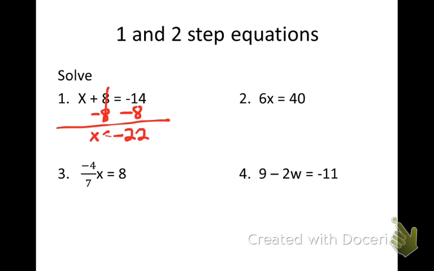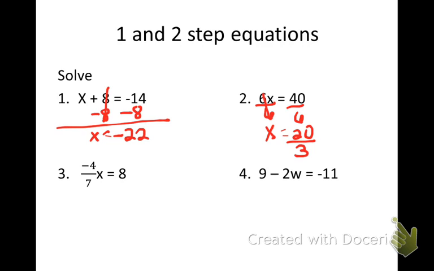Here, what's the opposite of multiply by 6? Divide by 6, and we want to show that on each side. Again, the 6's cancel if you want to show it. 6 will not go into 40 evenly, so we're going to leave 40/6, but it will reduce. What will go into both 40 and 6? 2 will, and you get 20/3. You may leave, and I do want you to leave it improper.